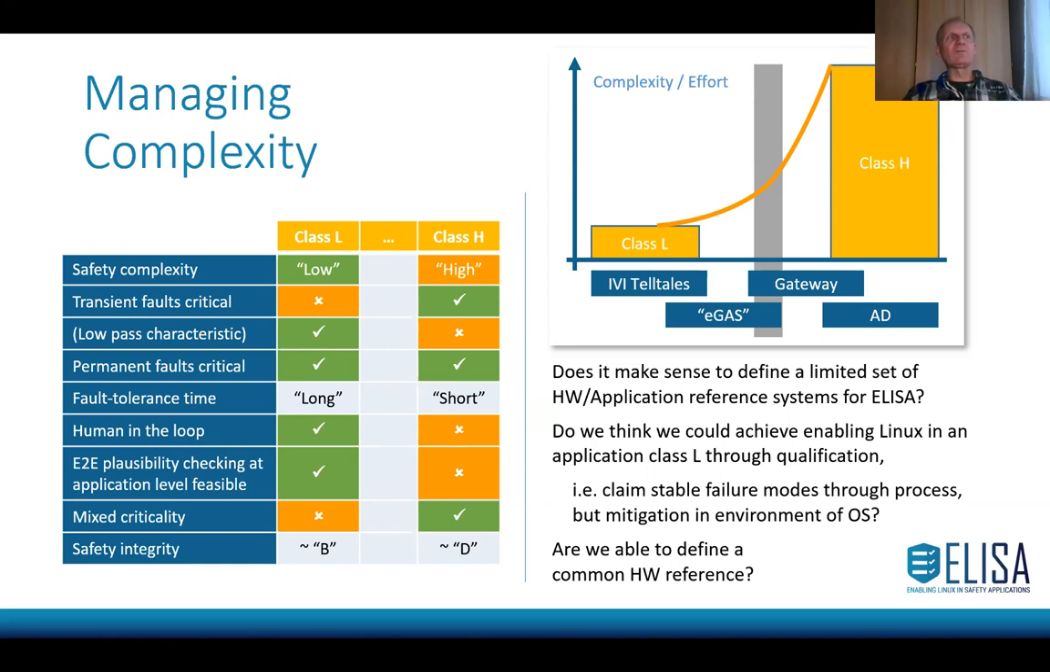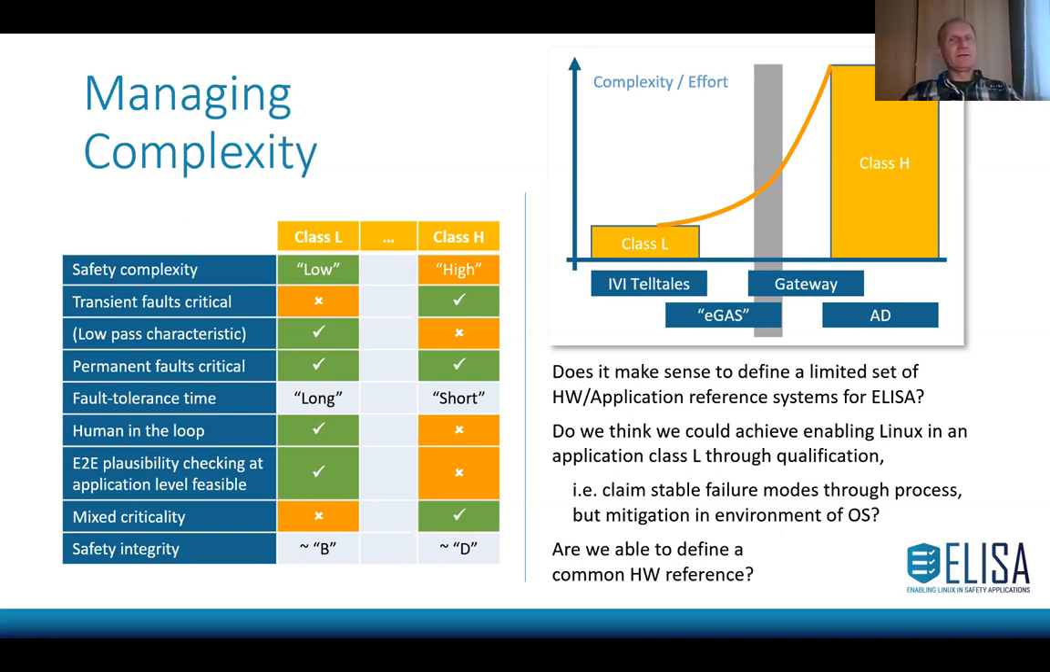So those systems typically are ones where transient faults are less critical or not critical. The system has a low pass characteristic. Permanent faults are critical. You have to leave some safety aspect in there, otherwise it gets trivial. The fault tolerance time is long compared to the execution speed of the software on the system. Very, very frequently you have a human in the loop, which is great because the fault tolerance time interval, which is the time between when a fault occurs and when something dangerous happens, is long, so the human can intervene. That takes a lot of pressure because a human is always ideal to place some plausibility checks on.